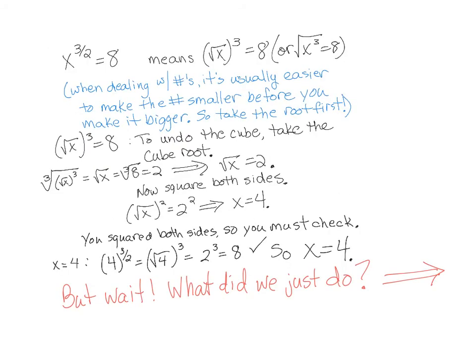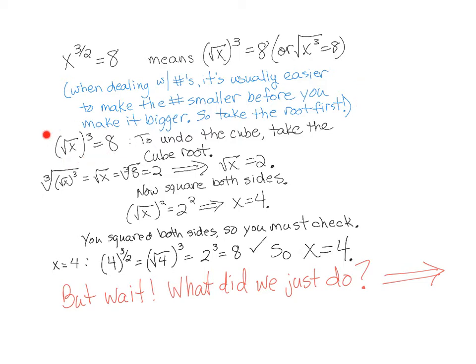So let's say that we have x to the 3/2 equals 8. So this says that if you take whatever value of x is and you cube it and then take the square root of it, the answer is 8. So that's what we have here. And you could do it either this way or this way, but like I said, it's easier to make a number smaller before you make it bigger, right? That's the blue note right here.